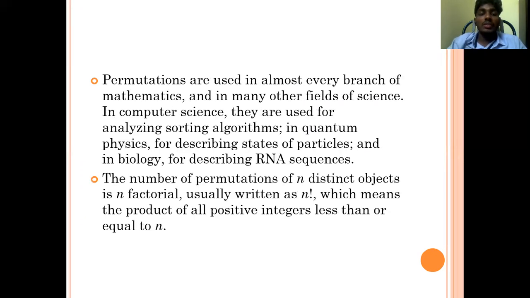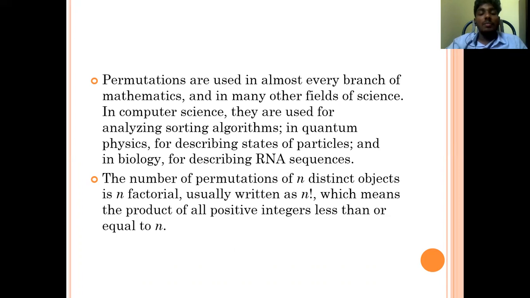Permutations are used in almost every branch of mathematics and in many other fields of science. In computer science, they are used for analyzing sorting algorithms, in quantum physics for describing states of particles, and in biology for describing RNA sequences. See how many places these permutations are helping.